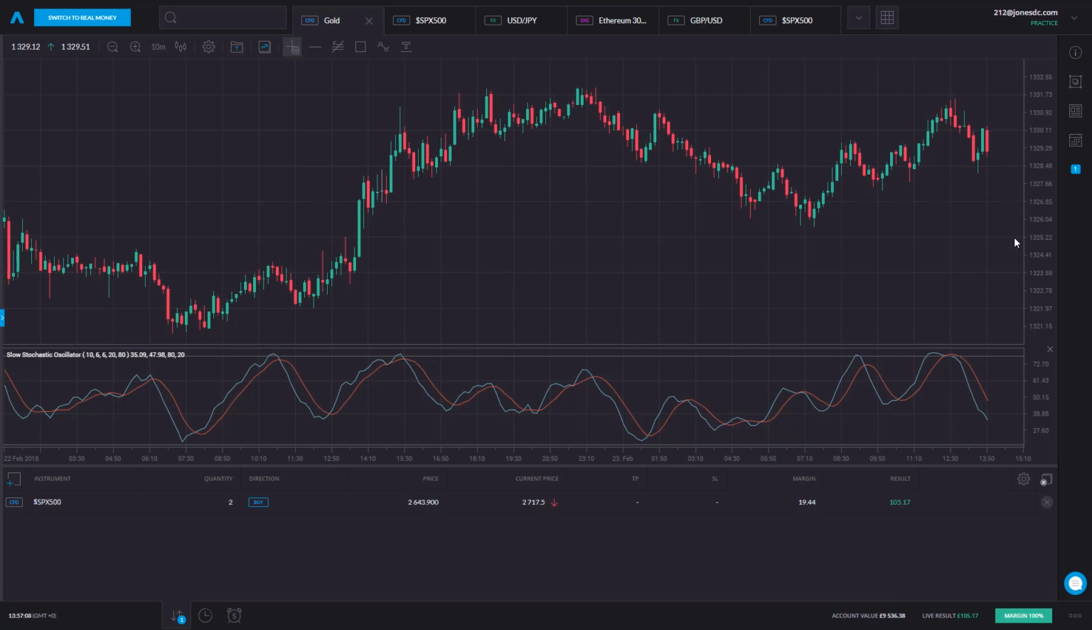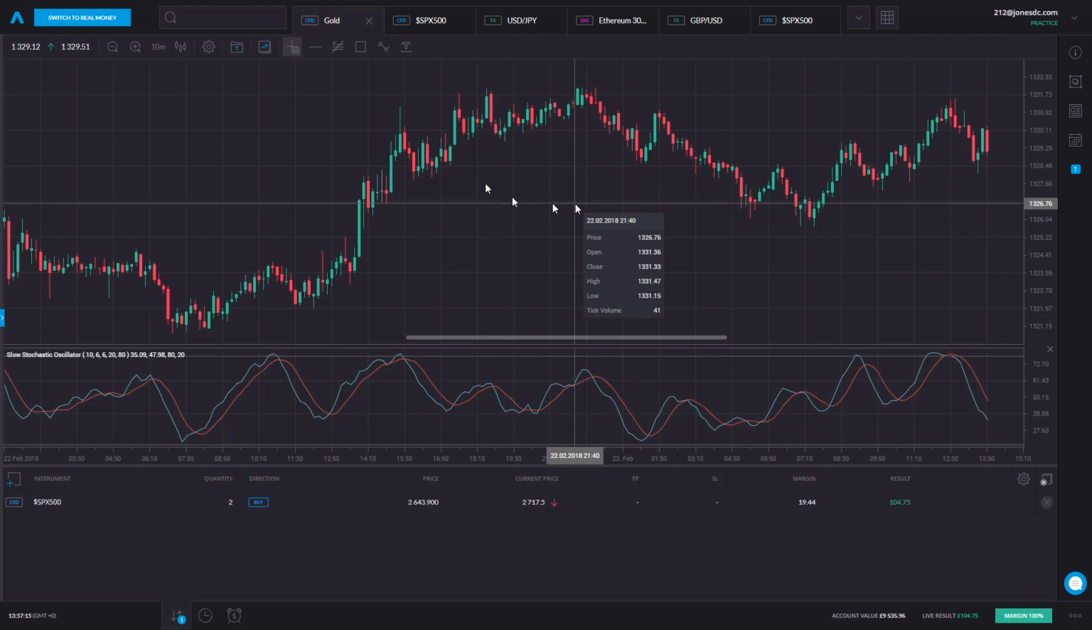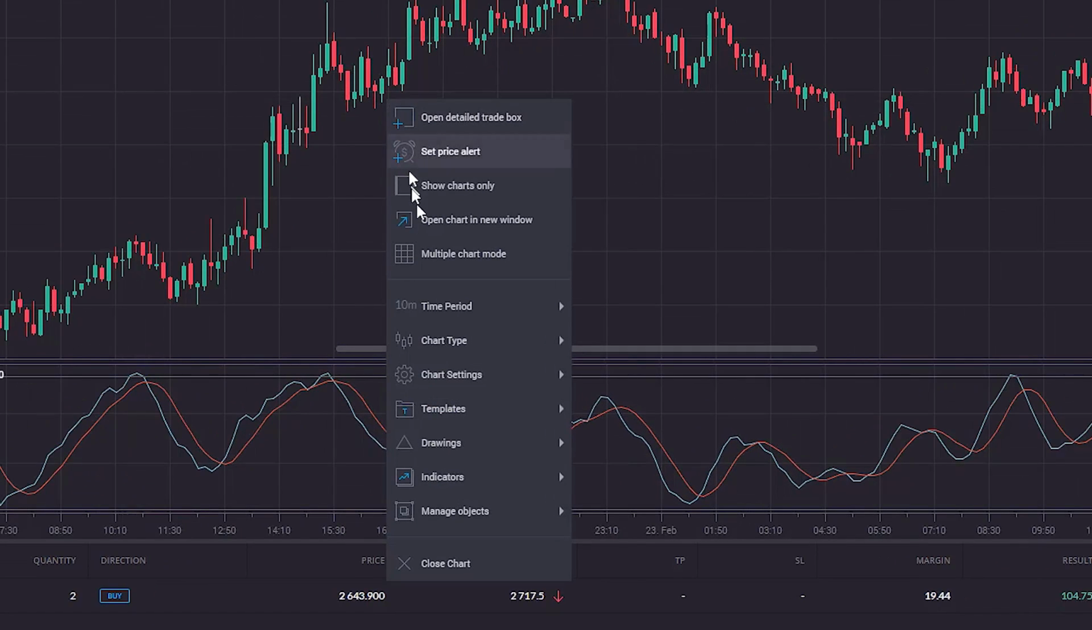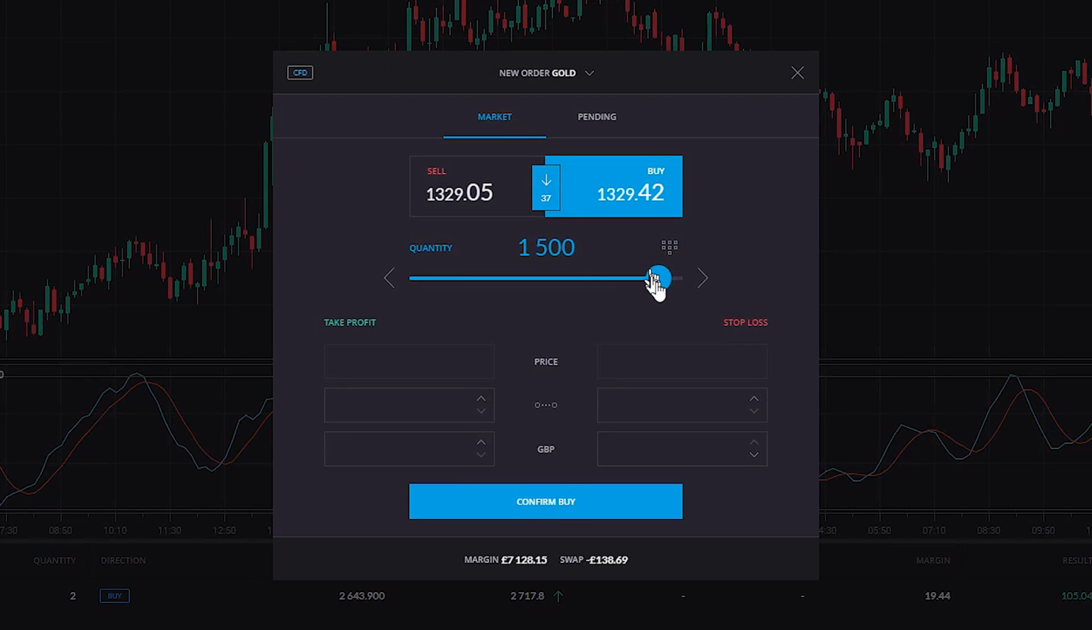So we're now on the demo version. There's an old trade in there. I can't remember why I did that, maybe for a previous video. So that's still going. But let's say I want to trade gold, but I'm not sure how much I want to risk. Let's bring up the detailed trade box for gold. So what I'm going to do is basically do a demo trade to help me figure out what a 1 point movement in gold is.